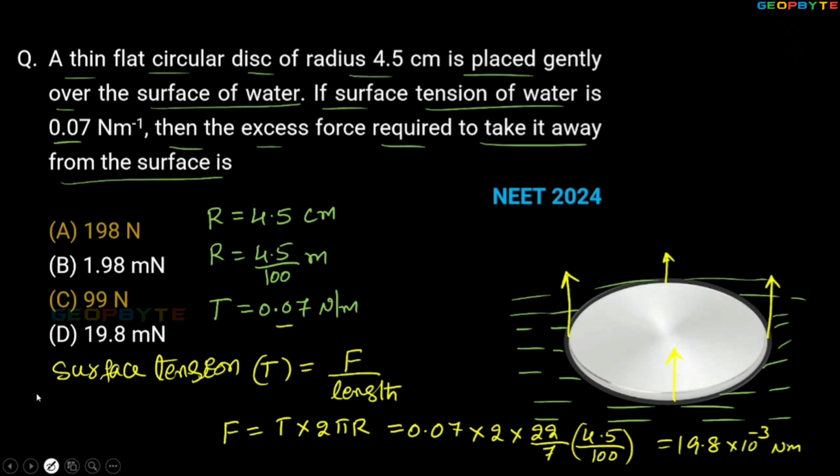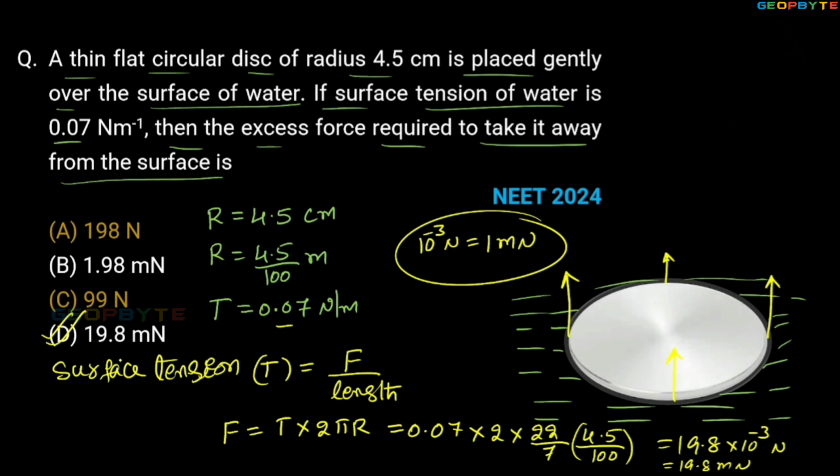Tension force is measured in Newtons only. That is the answer, but that option is not available. That's why it can be written as 19.8 millinewtons. Option D is correct. 10 power minus 3 newtons equals 1 millinewton. That's why it is taken as 19.8 millinewtons. Option D is absolutely correct. Are you following clearly? Yes.